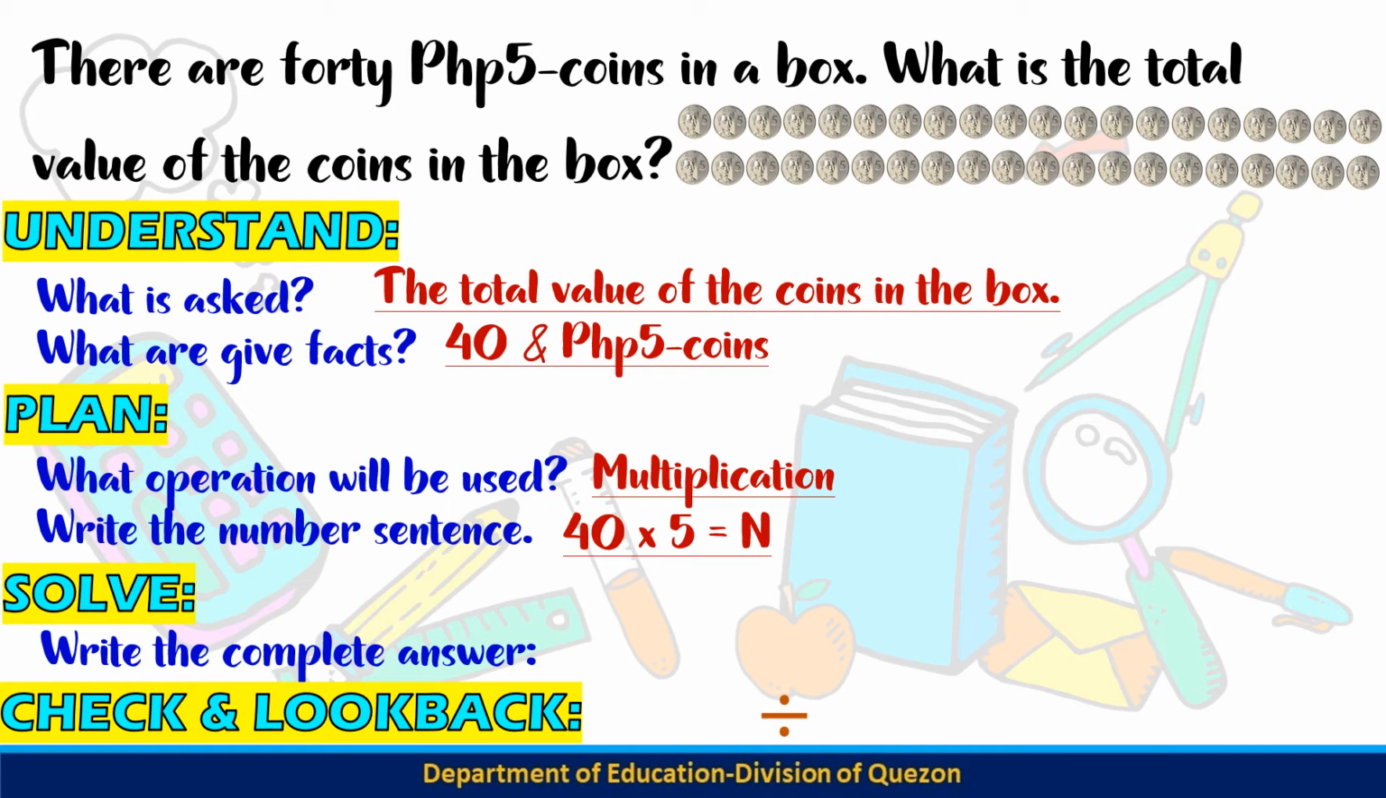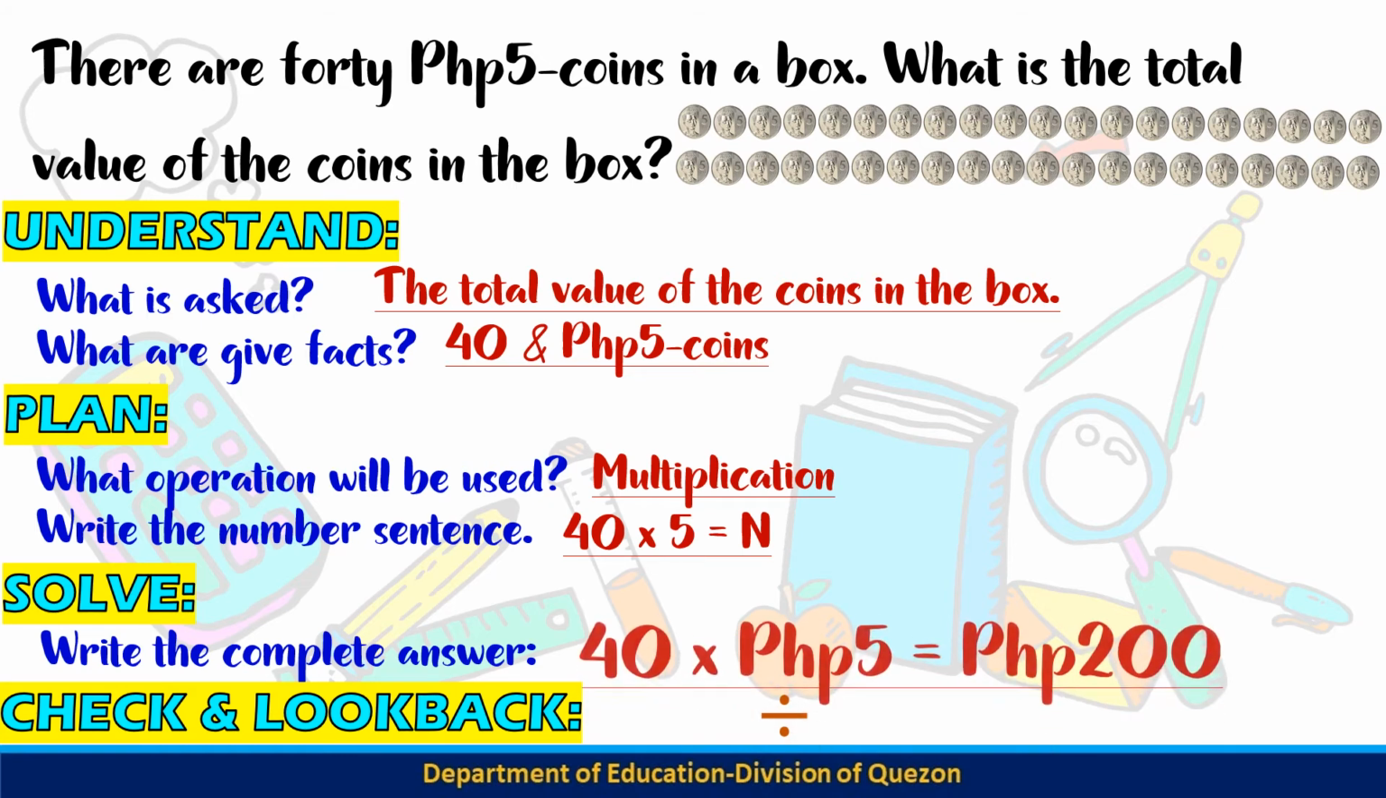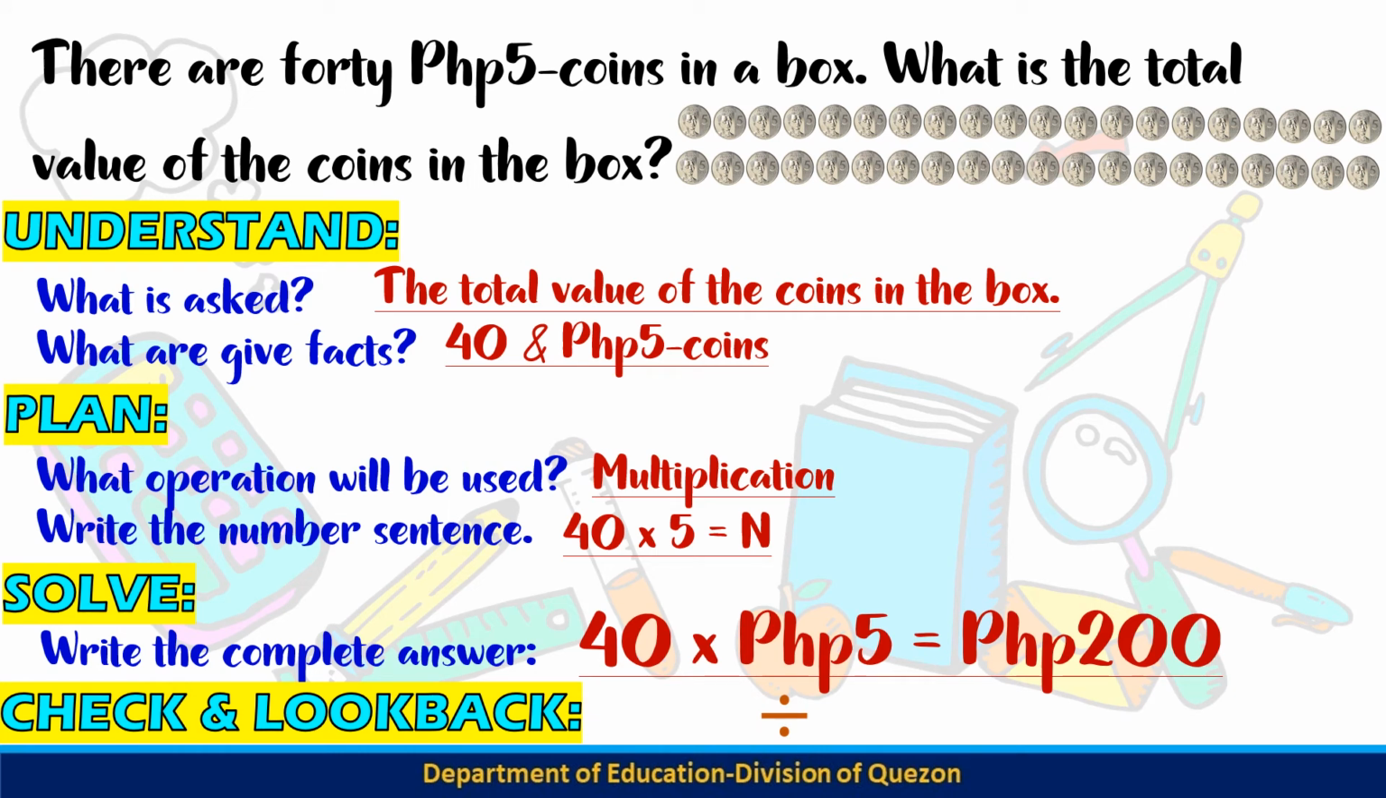Then, write the complete answer. 40 times 5 is equal to 200 pesos. O huwag kakalimutang maglagay ng peso sign. Once na hindi yan mailagay diyan, ay pwede pong magkamali ang inyong kasagutan. Then, tingnan natin kung tama ang iyong sagot. Check and look back.